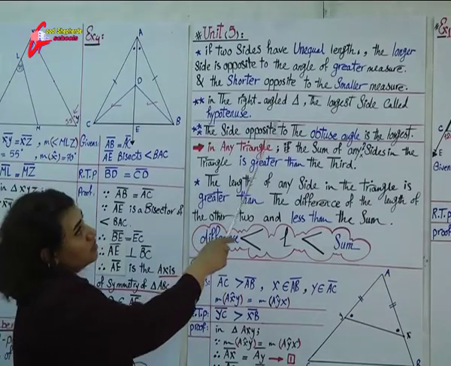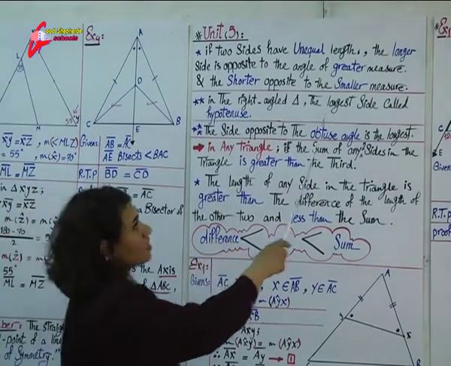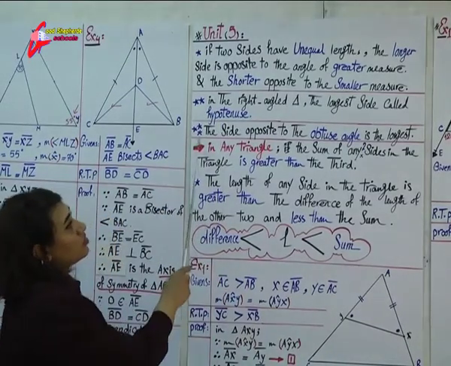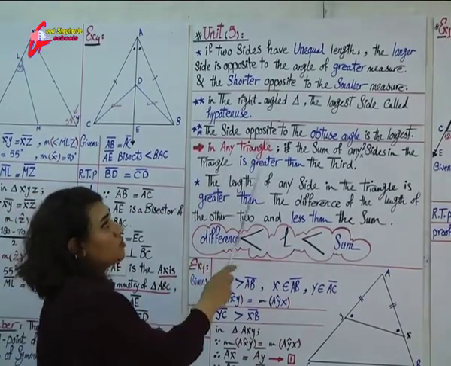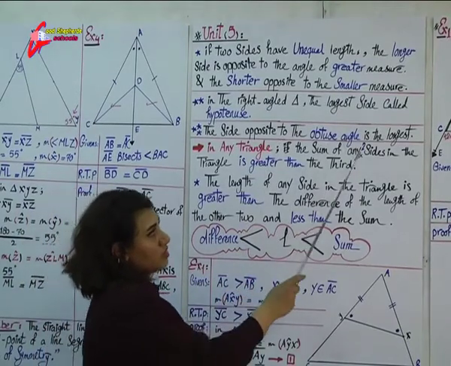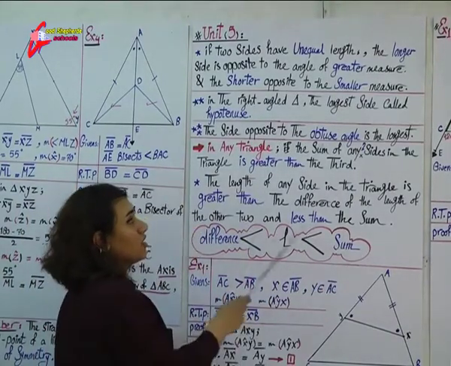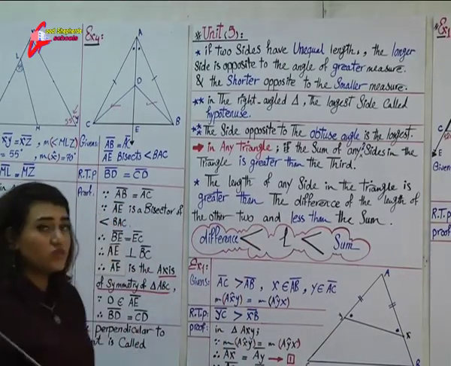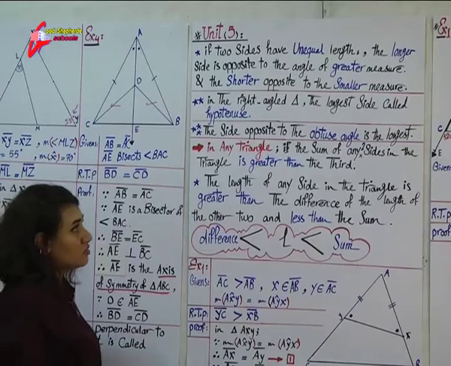About the right angled triangle, all the time the longest side is called the hypotenuse. And also the obtuse, the side opposite to the obtuse angle is the longest. Means for the right angle and the obtuse angle, the hypotenuse and the side opposite to the obtuse angle are the longest sides.